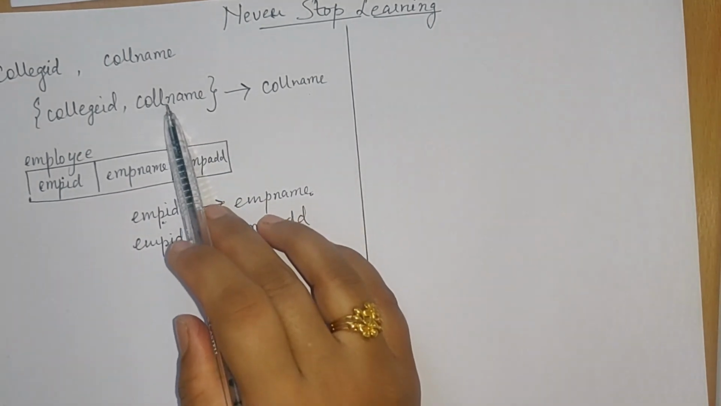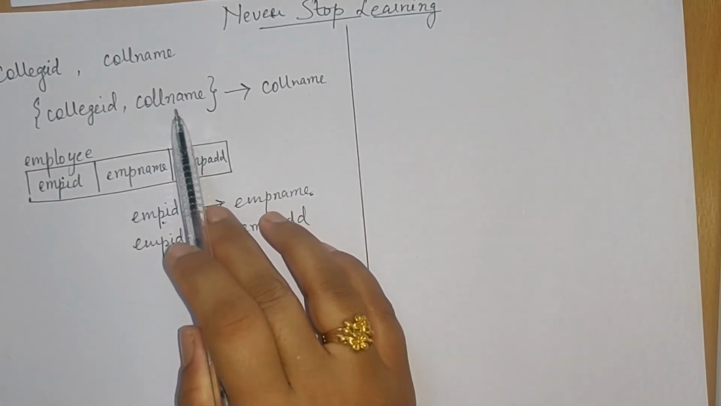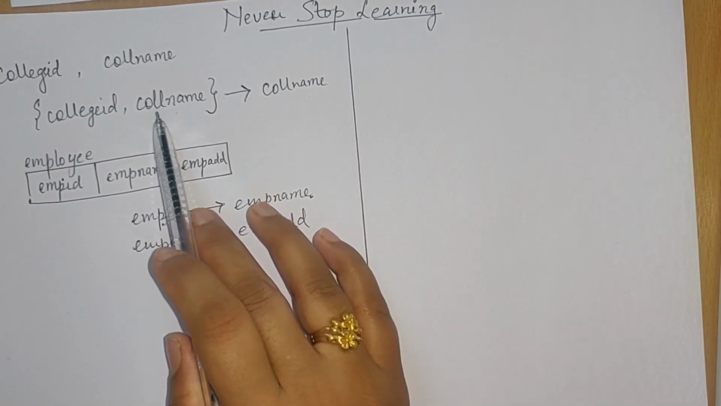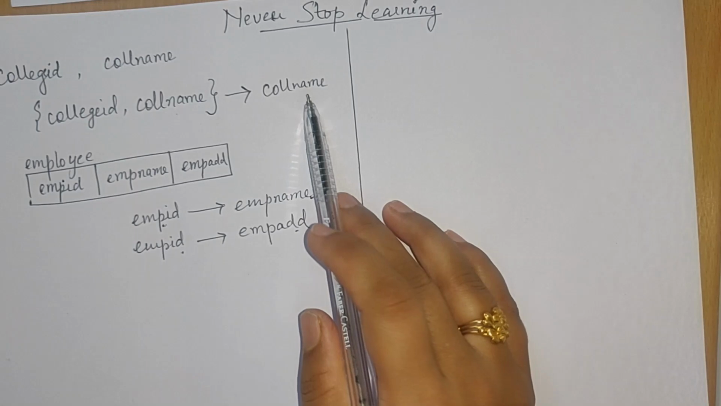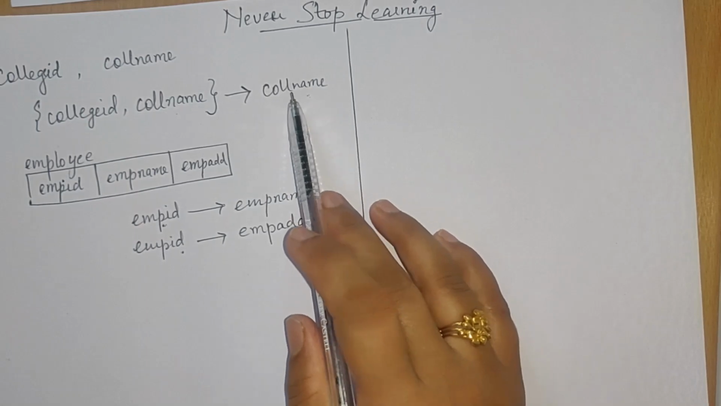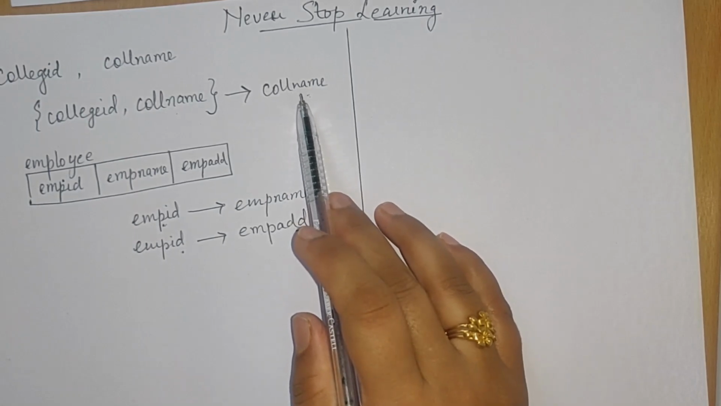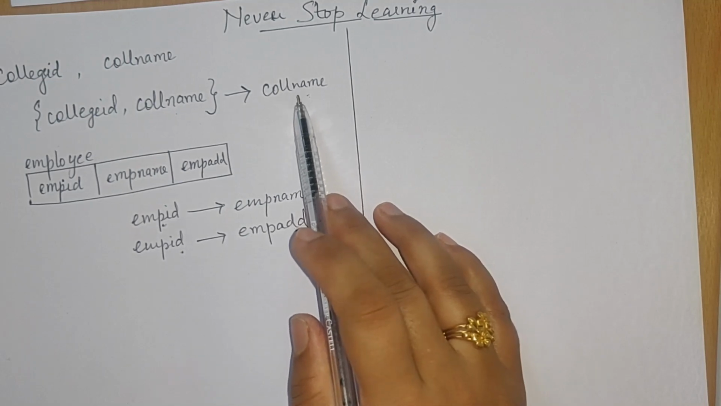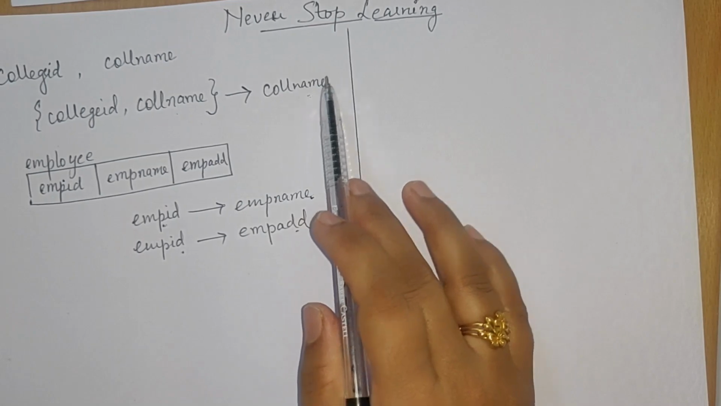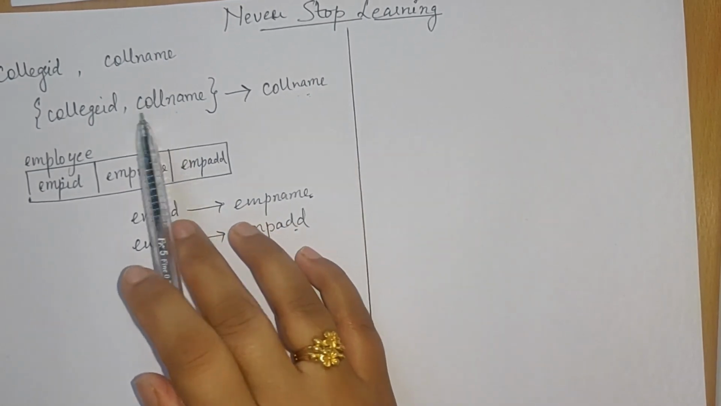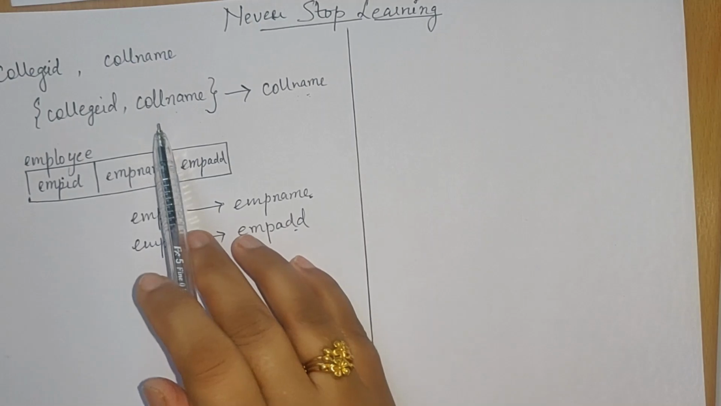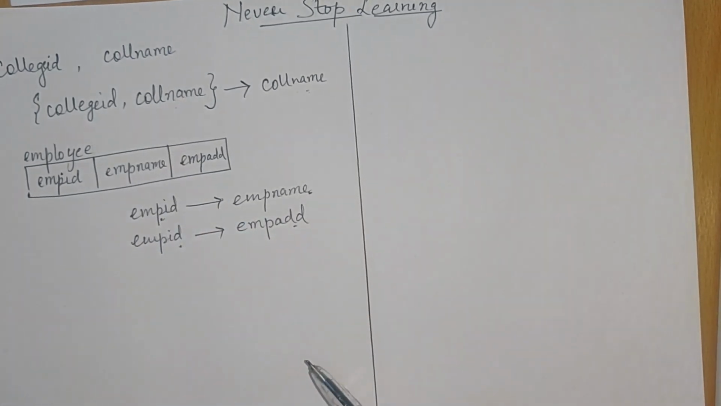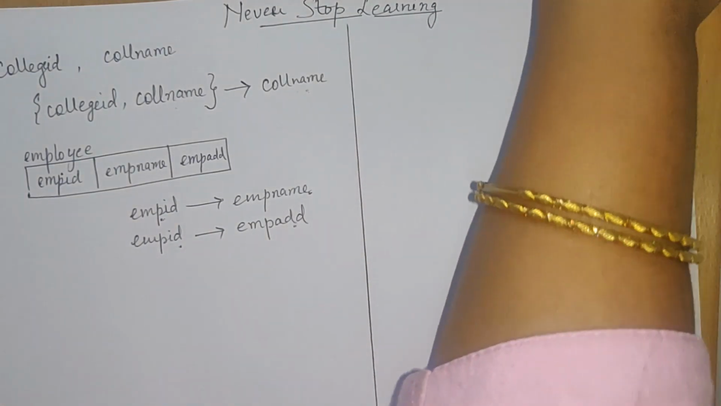Whereas in the previous question, college ID and college name both are on the left hand side. Both are determinant. And what is dependent? College name is dependent. So this kind of functional dependency is trivial functional dependency, because college name which is dependent is a subset of the combination college ID and college name which is determinant. Fine. So this is trivial and non-trivial dependency.